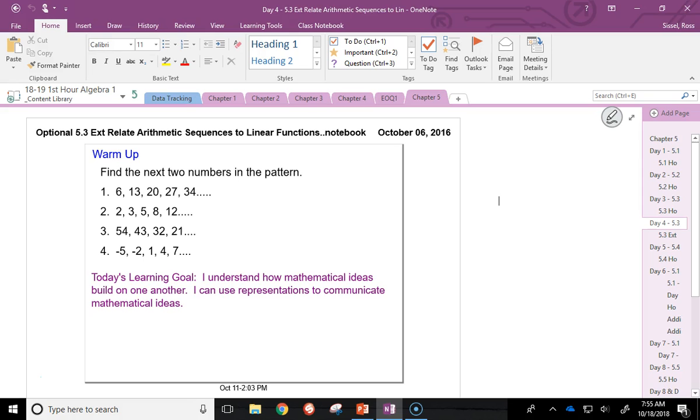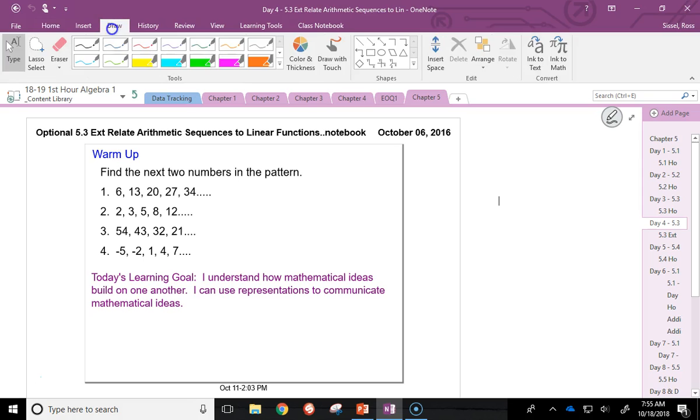It says, find the next two numbers in the pattern. So it went 6, 13, 20, 27, 34. What are our next two numbers? 41 and 48. Okay, 41 and 48. And how did you find that? What is our pattern? It's just plus 7 every time.